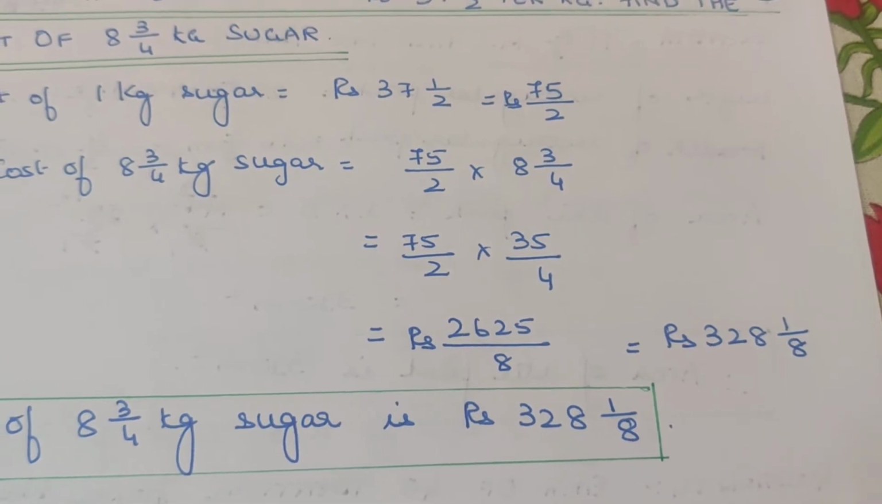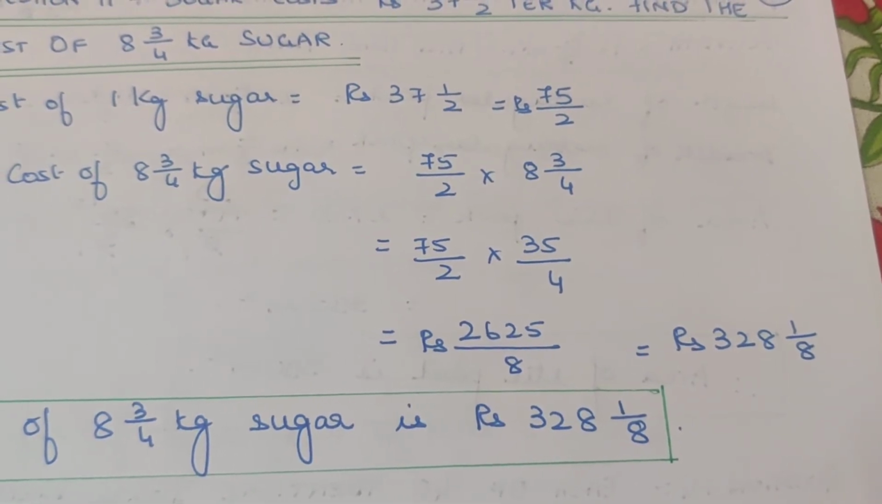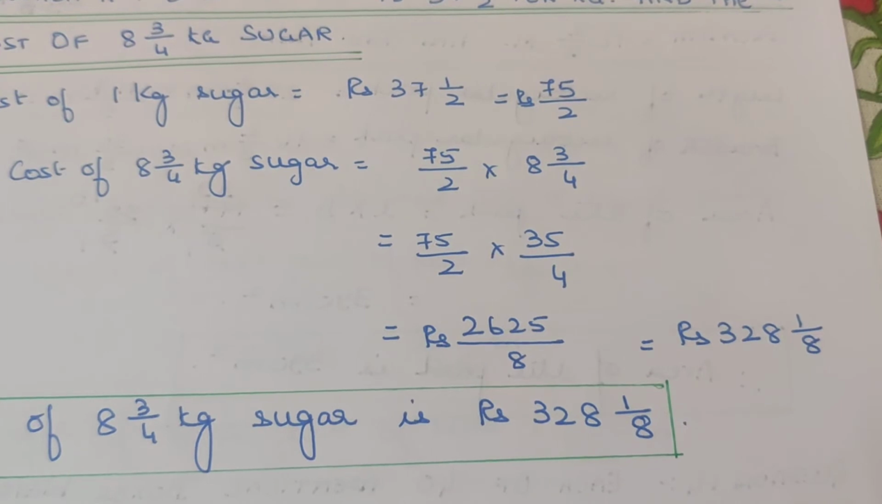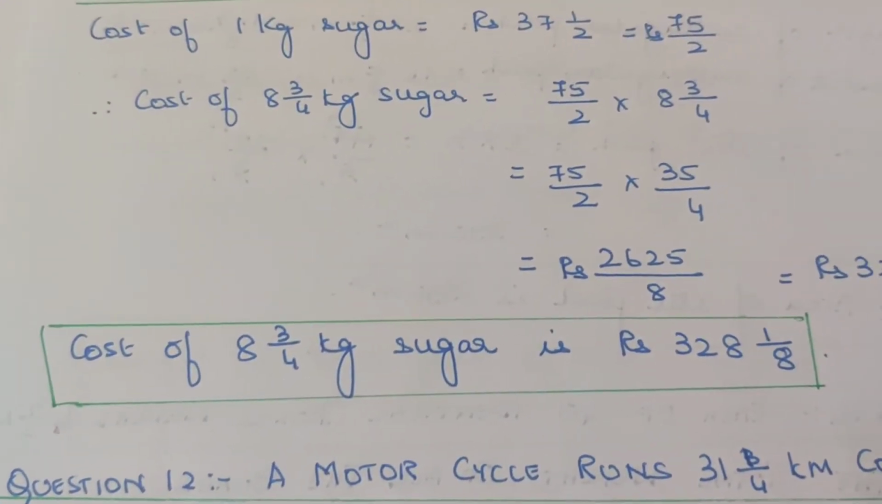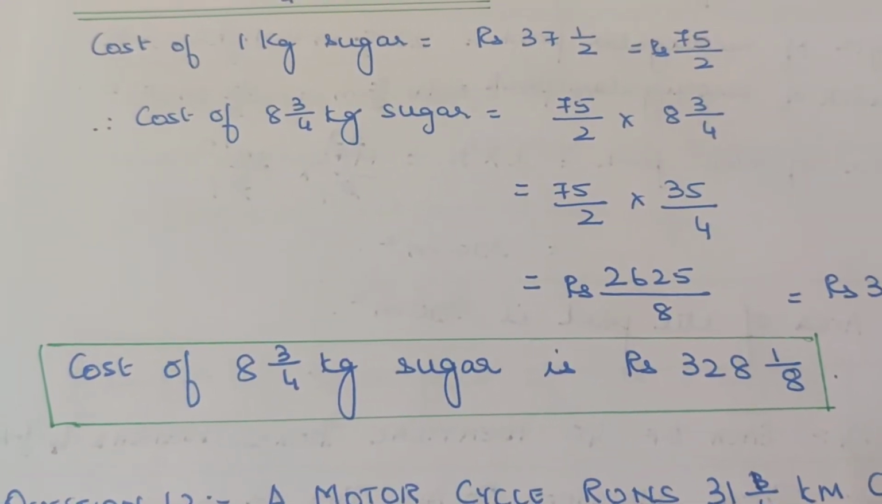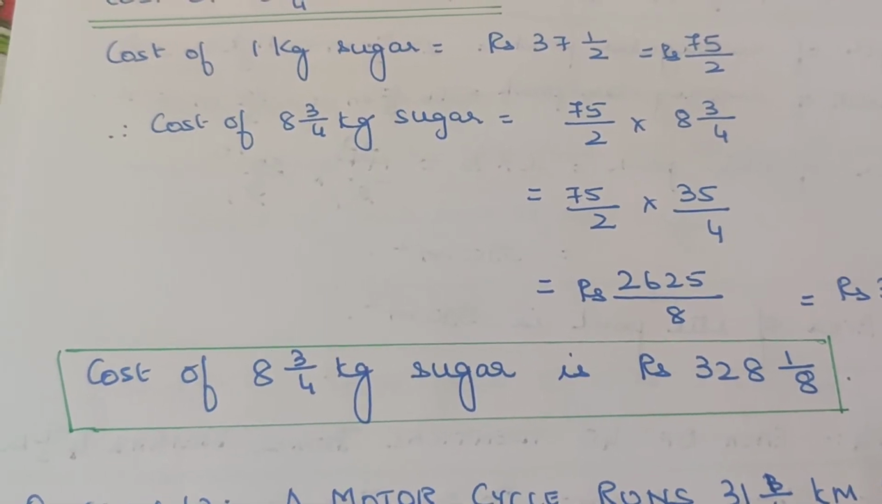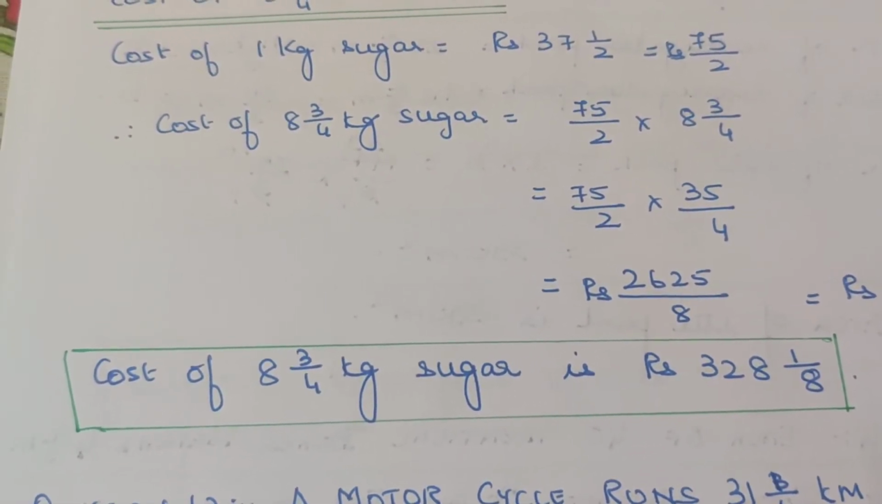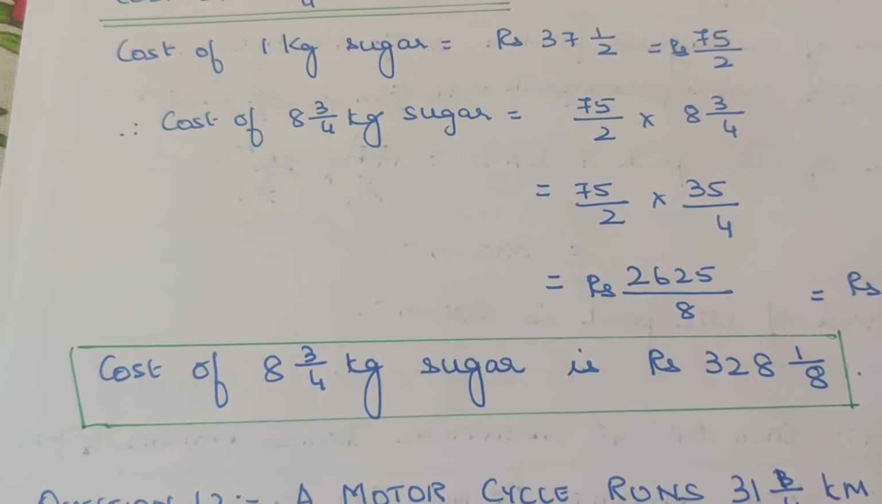Just pausing in for you to understand the calculation. Therefore, cost of 83 by 4 kg sugar is rupees 328 1 by 8. Hope this is clear.